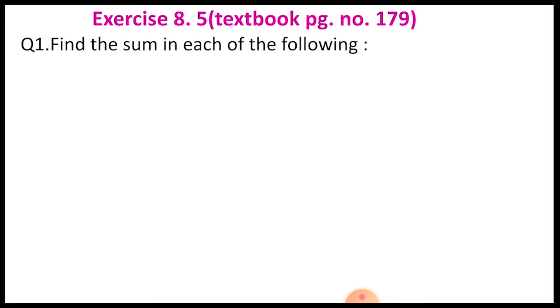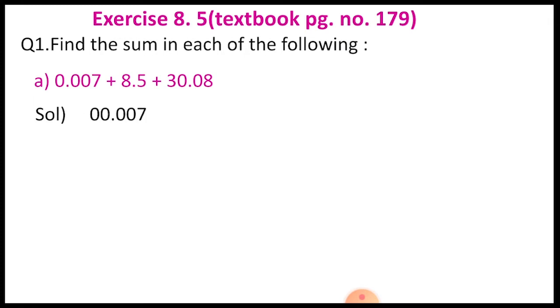So here is the first question: find the sum in each of the following. The question is 0.007 added with 8.55 added with 30.08. Before we do the sum, we must know that before adding, the decimal numbers all have to be converted into like decimal form first. So how to convert them into like decimals, listen carefully.